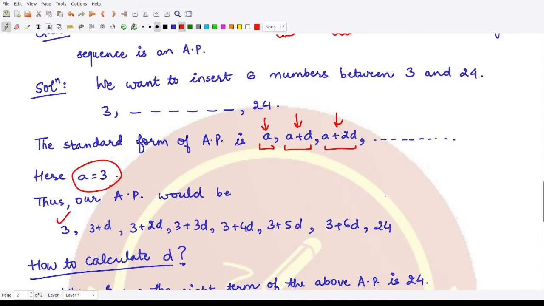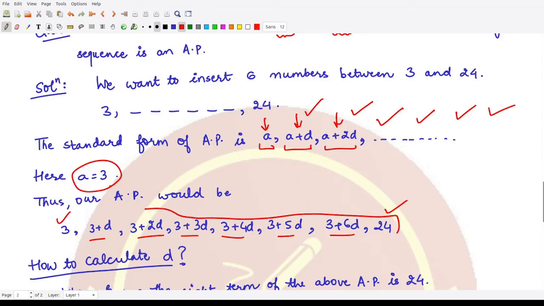So I am writing the whole of the terms, right? So 3 and 24 are given to us. In between, we need to write 6 terms of such kind: 1, 2, 3, 4, 5, and 6. So the first term would be 3 plus D, next would be 3 plus 2D, next 3 plus 3D, next 3 plus 4D, 3 plus 5D, and 3 plus 6D, correct? So this is our AP. Now here we would know our AP completely if we know what is the value of D here. So how do we calculate the value of D, the common difference?